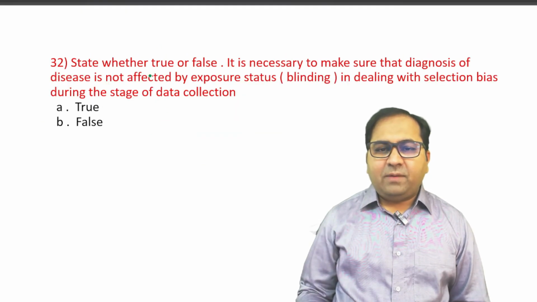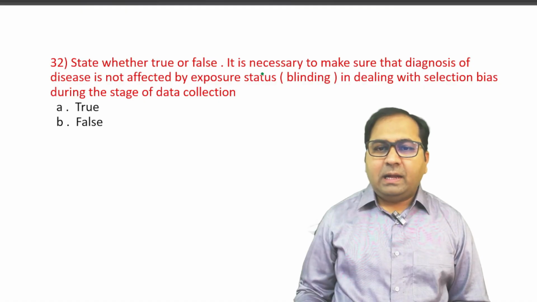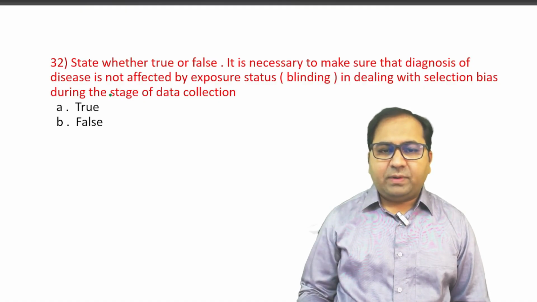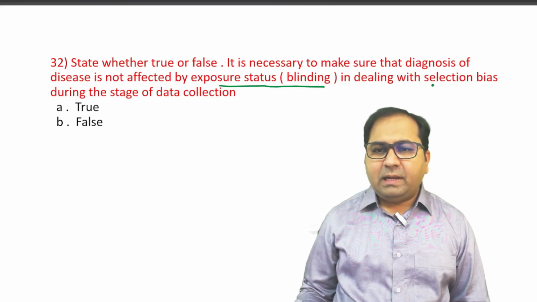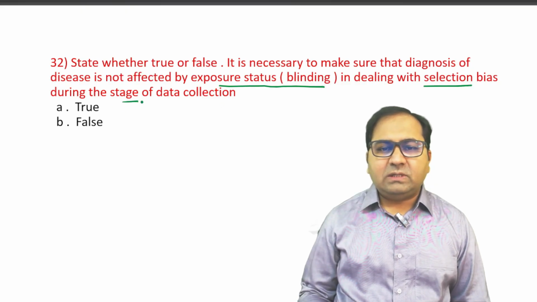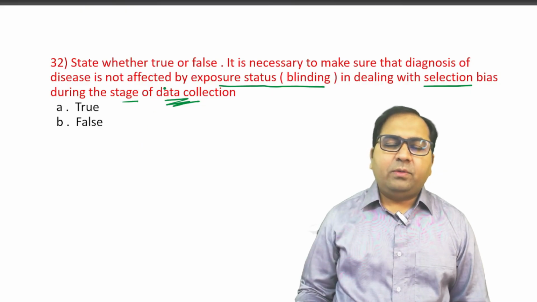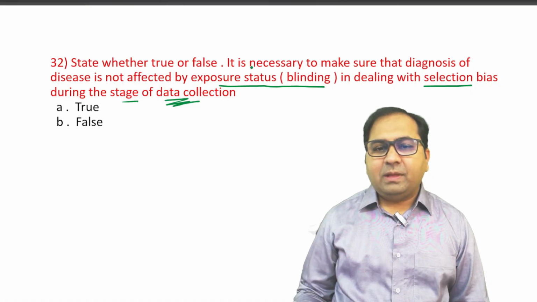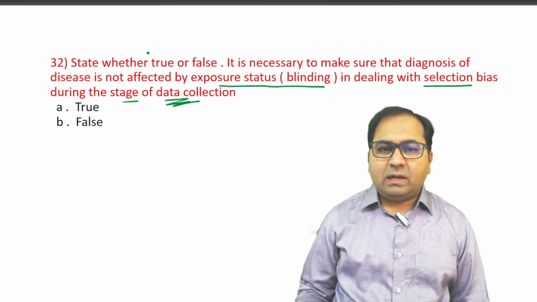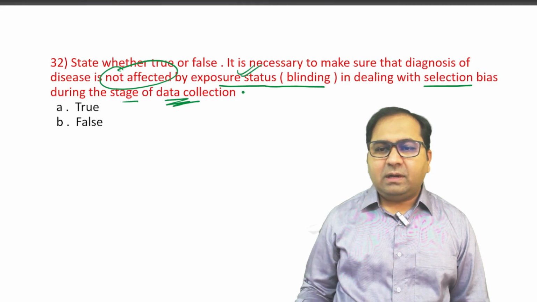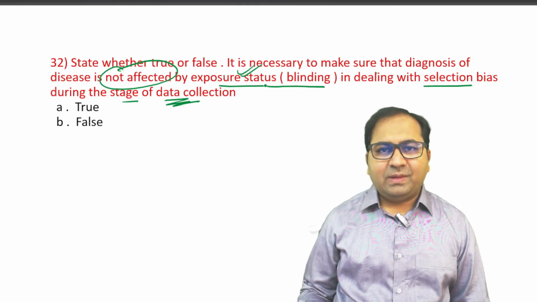Next question. State whether true or false. It is necessary to make sure that diagnosis of a disease is not affected by the exposure status, that is blinding, in dealing with selection bias during the stage of data collection. Is it a true statement or a false statement? During the stage of data collection. Well, let us see the question again. It is necessary to make sure the diagnosis of the disease is not affected by exposure status in dealing with the selection bias during the stage of data collection. Yes, this is definitely a true statement.